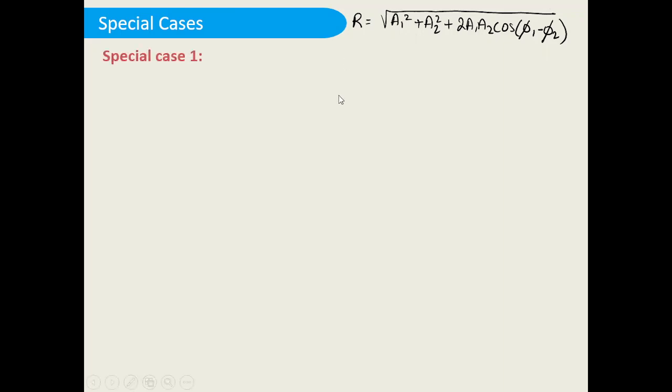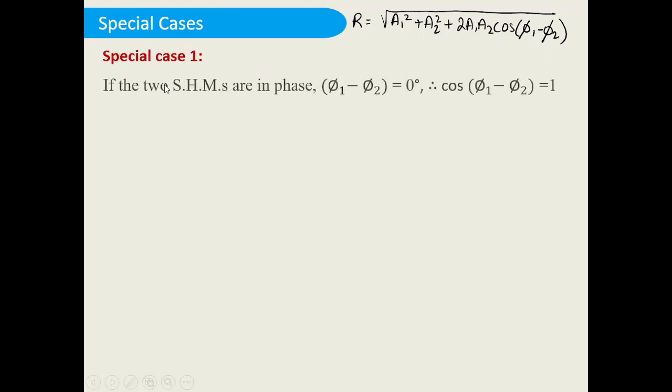Okay. So what is the special case 1? Case 1 is if two SHMs are in phase. In phase means same angle. So if suppose the angles are the same, that means the difference in the angles is equal to 0 degree, right? So how much is cos 0? Cos 0 is equal to 1. So we'll substitute this value in the value of R.